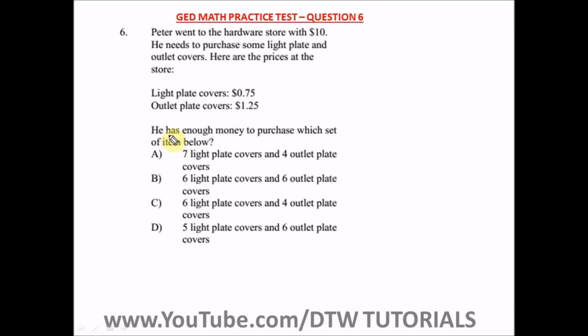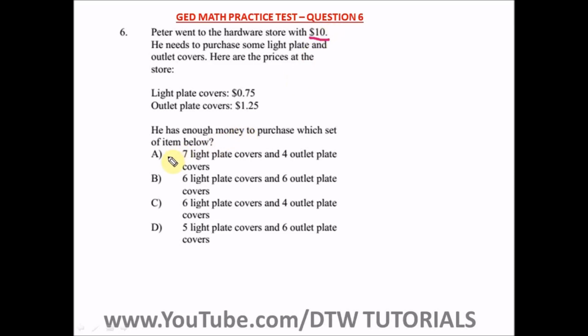$1.25. Now the question says he has enough money to purchase which set of items below. Okay, so he has $10. That's what our question says. He goes to the hardware store and needs to purchase some light plate covers and outlet plate covers. So how many light plate covers and outlet plate covers can he buy that would be within the range of $10? That's what we have to find.